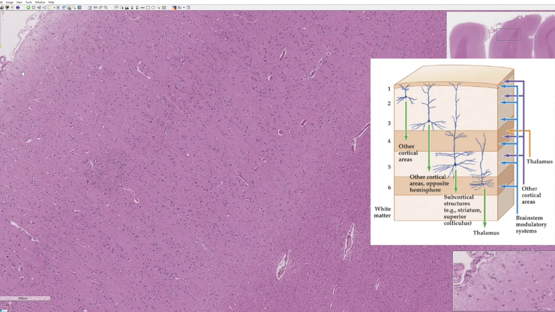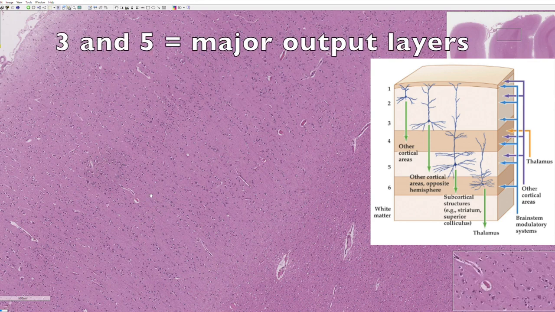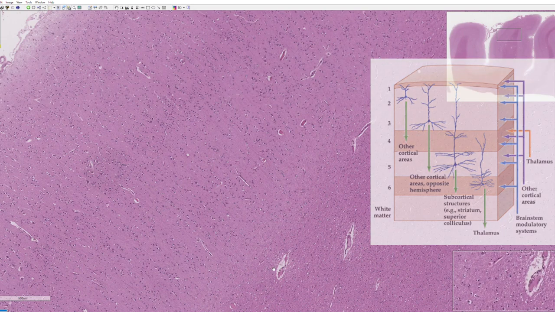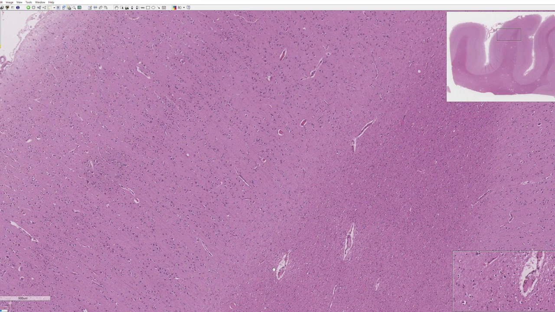And then these are transmitted to layer 3 and 5, which are the major output layers of these micro or mini columns. And then from layer 3 and 5, it will send information to other areas of the brain or down the spinal cord. So these layers also have different functions.